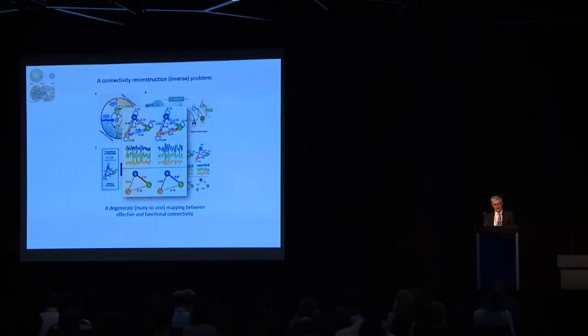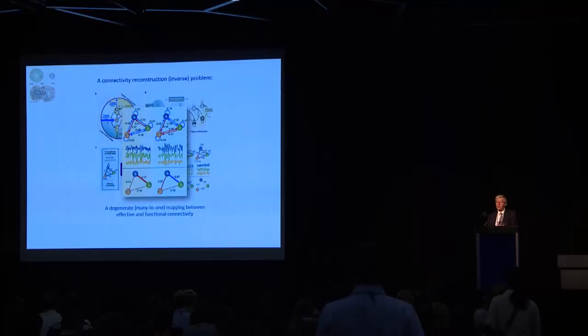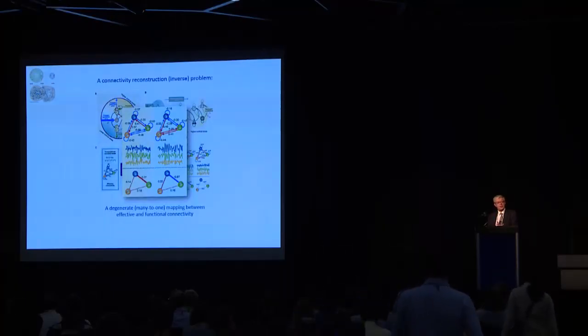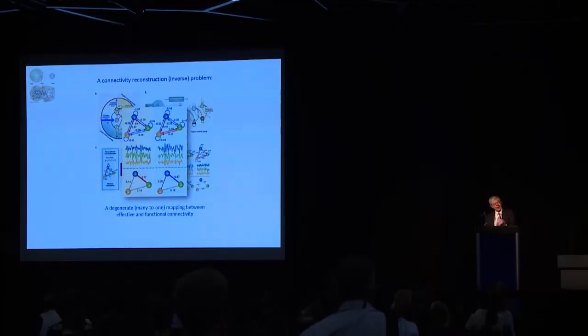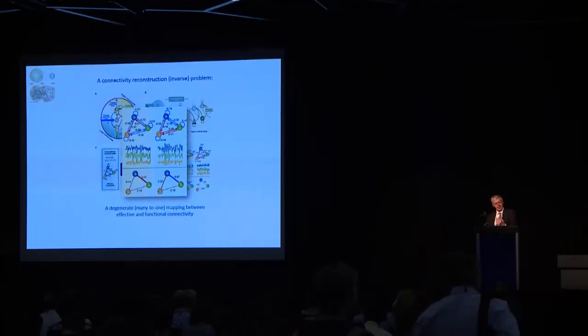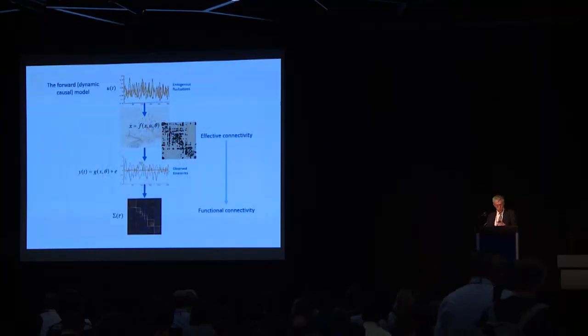And Hae-Jong illustrated that here just by simulating a little toy example, showing that very, very different patterns of coupling strengths, effective connectivity, can generate correlation patterns that look very, very similar. So the challenge ahead of us then is how to get from these observations and solve this ill-posed problem to infer the underlying architectures of interest.